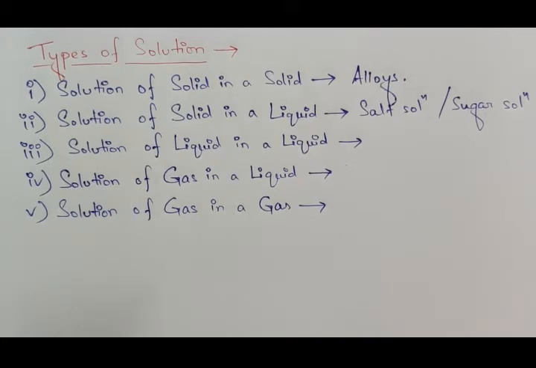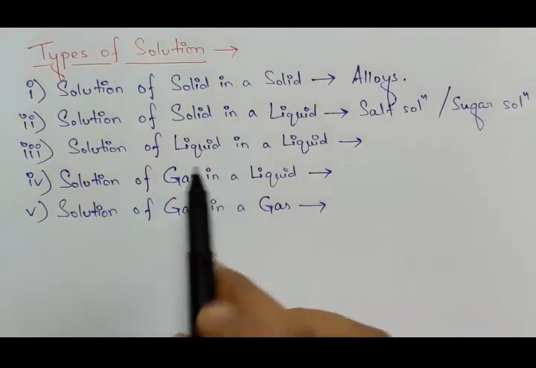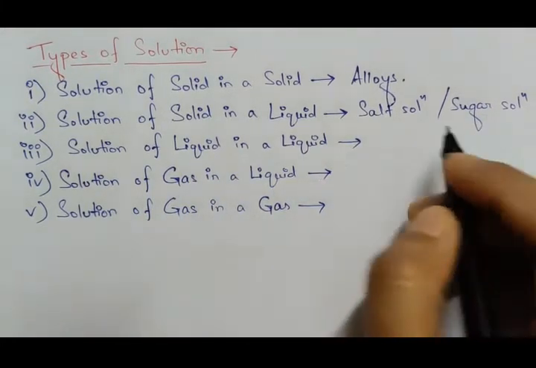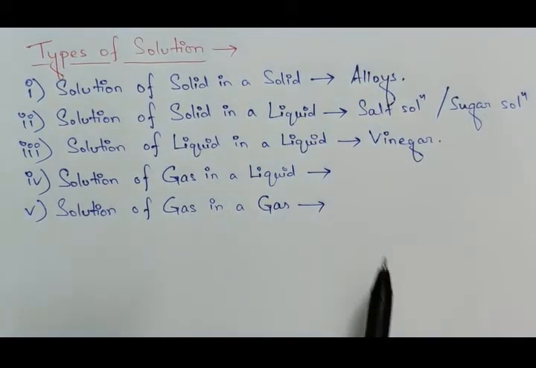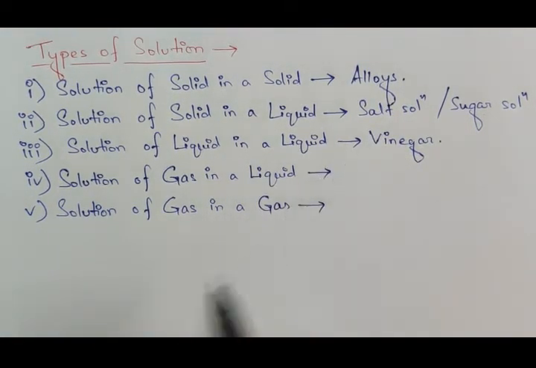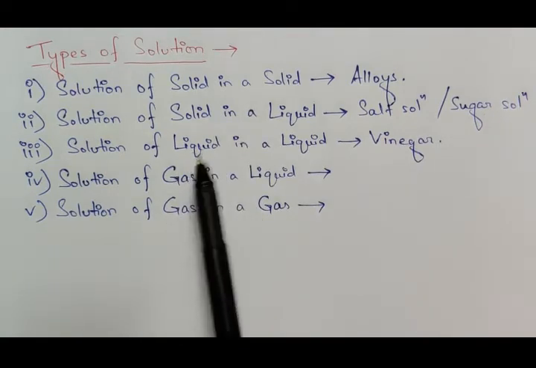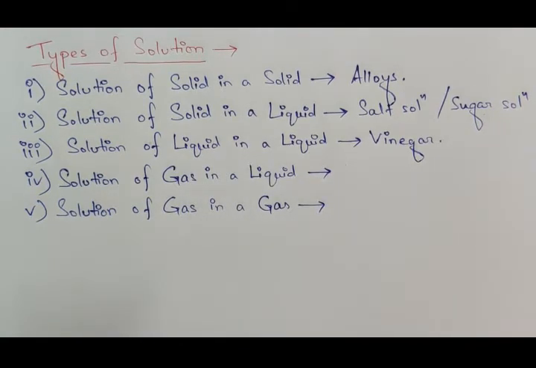It is generally used in cooking or some other preservation techniques. So vinegar is a solution of acetic acid, which is an organic acid, and the solvent is water. So we can take the example of a solution of liquid in a liquid as vinegar. Here acetic acid is dissolved in water. Acetic acid is a liquid and water is also a liquid. So this vinegar is the example of a solution of liquid in a liquid.